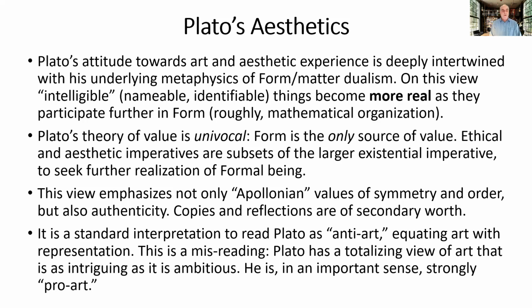So we know that. So first bullet point, Plato's attitude towards art and aesthetic experience is deeply intertwined with this underlying metaphysics of form-matter dualism. I think that's clear enough. On this view, intelligible, that is nameable, identifiable things become more real as they participate further in form, which means roughly mathematical organization. Plato's theory is univocal, form's the only source of value. So ethical and aesthetic imperatives are subsets of this larger existential imperative to seek further realization of formal being, like Jesuits' Christ, always approachable, never attainable. That's sort of the human project.